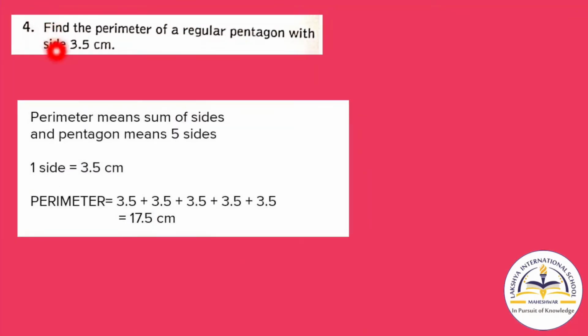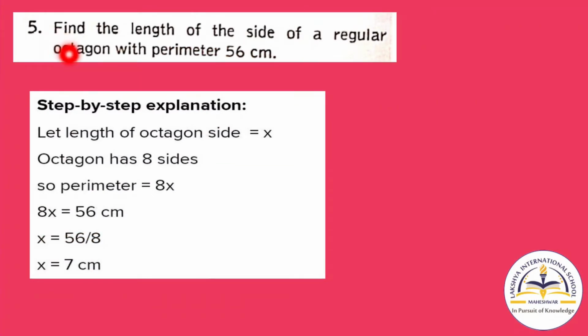Now question number 4, find the perimeter of a regular pentagon with side 3.5 centimeter. Perimeter means sum of sides and pentagon means 5 sides. So one side equals to 3.5, and we know the pentagon has 5 sides, so we have to write 3.5 5 times. We have to add them 5 times, and when we add 3.5 5 times, we will get the answer 17.5 centimeter.